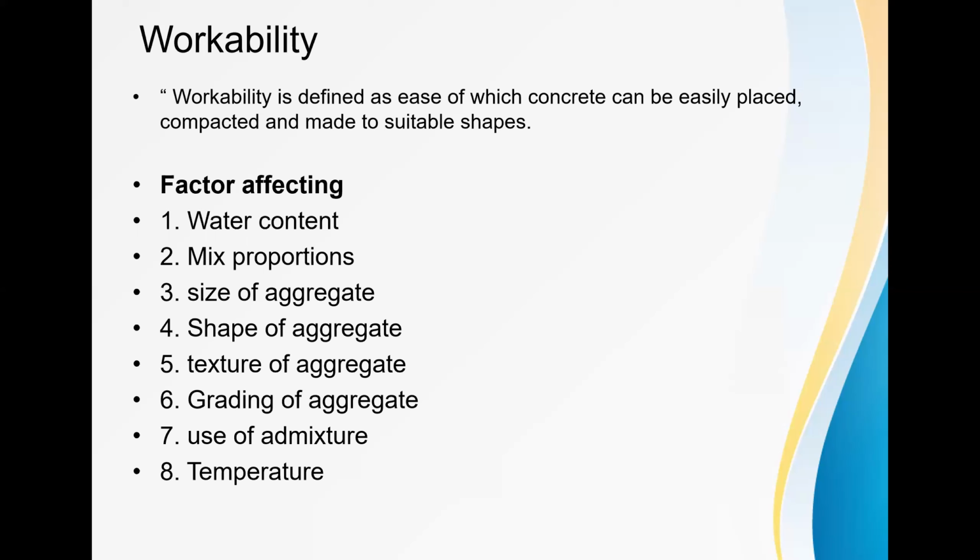Shape of the aggregate: as I told you, flaky and elongated will not give any workability to the concrete. River sand and gravel will provide greater workability than crushed stone aggregate. Next is the texture of the aggregate. Of course, rough texture aggregate will show poor workability, and only smooth or glassy texture aggregate will give better workability.